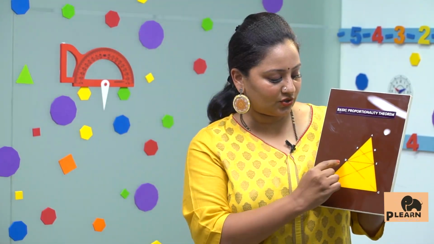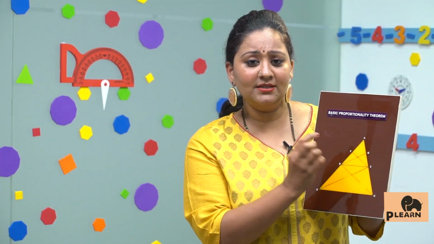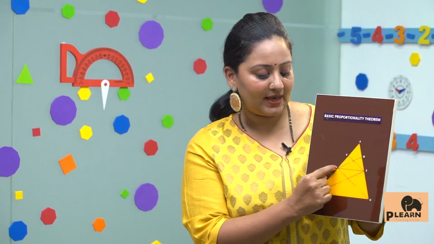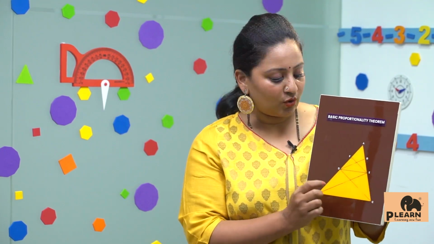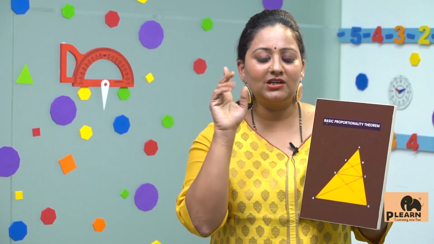Now consider this triangle ADE. The area of this triangle is half into base into height. So half into AD, which is the base here, and EF, which is the height here. EF, the perpendicular, is going to be the height. So half into AD into EF. Just put that as equation number 1.